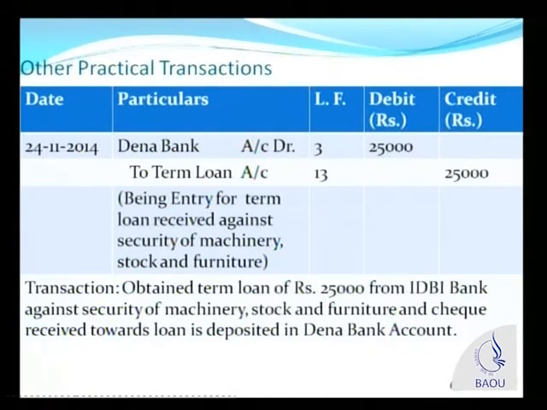So this term loan of 25,000 is received by you from IDBI Bank. Usually nobody grants you unsecured loans. Of course there could be such transactions, but normally the banks give you secured loans. And what security do they take? Here you have given security of machinery, stock and furniture.